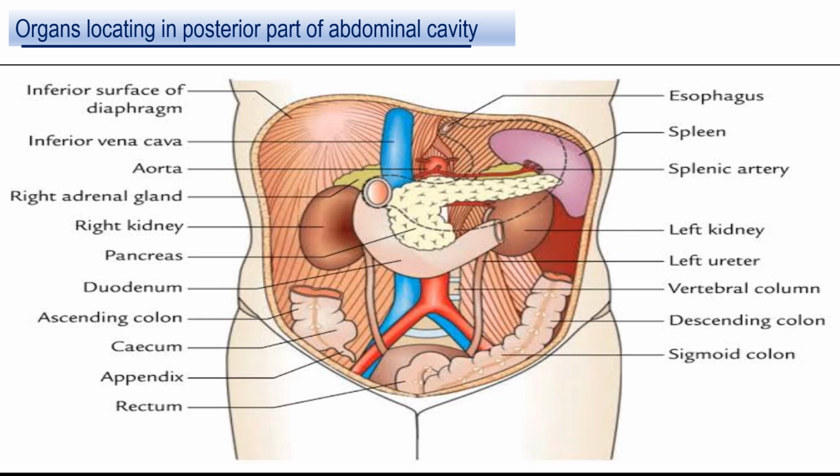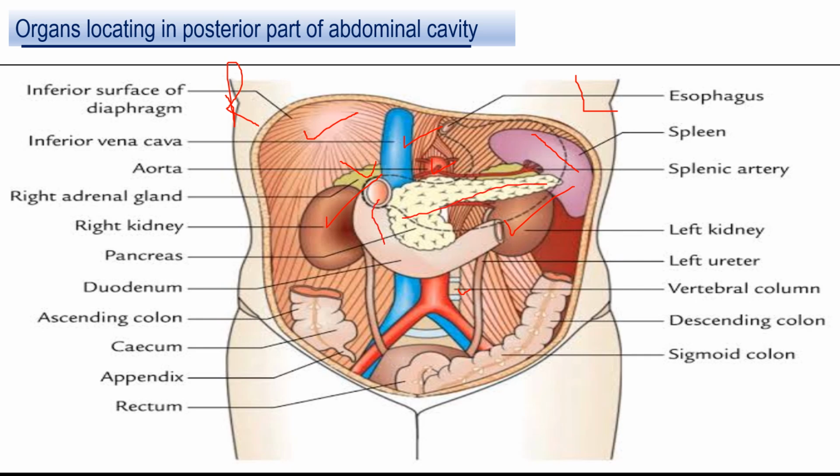This is posterior view of abdominal cavity. This is right side and this is left side. Here is the inferior surface of diaphragm. Diaphragm is a muscle that separates abdominal cavity from thoracic cavity. This is inferior vena cava and this is aorta. Here is vertebral column. This is right kidney and this is left kidney, and on the top of each kidney adrenal glands are present. Here is spleen and this is pancreas.